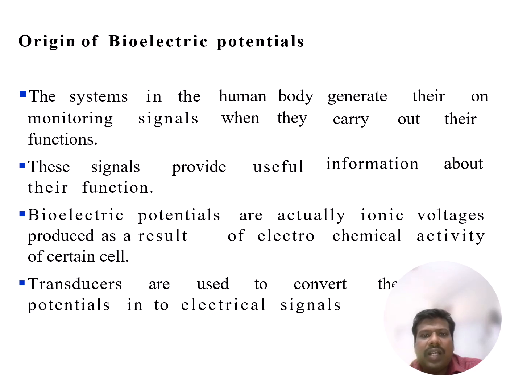The systems in the human body generate their own monitoring signals when they carry out their functions. These bioelectric signals provide useful information about their functions. The bioelectric potentials are actually ionic voltages produced as a result of electrochemical activity of certain cells. The transducers are used to convert this ionic voltage into electrical signals.